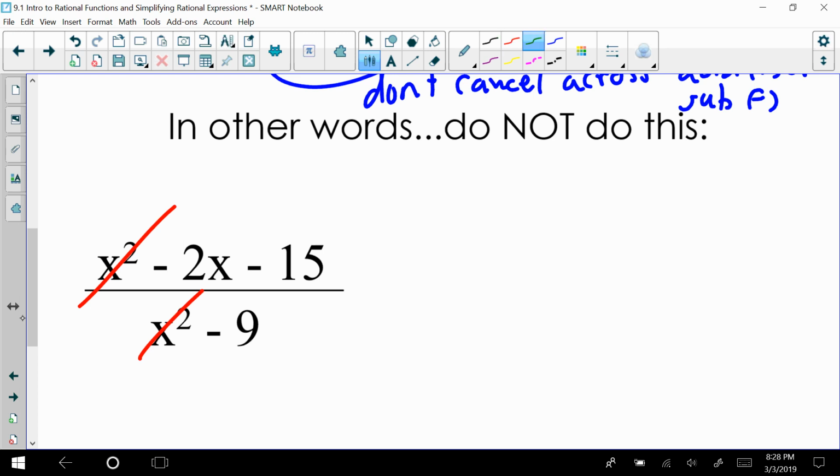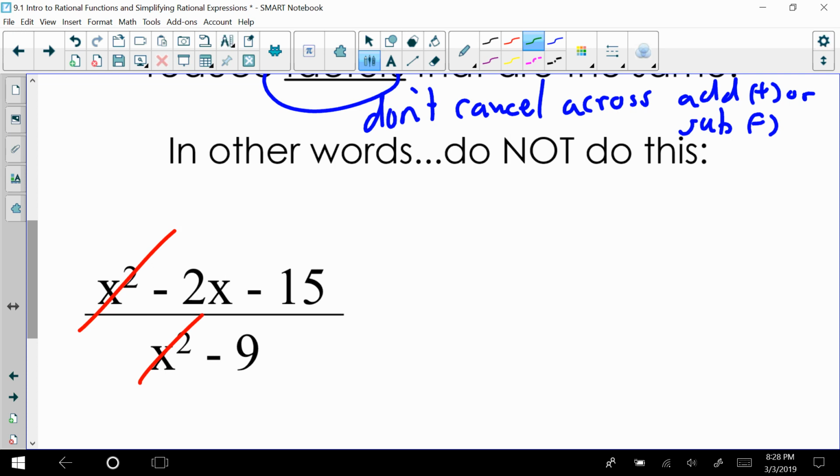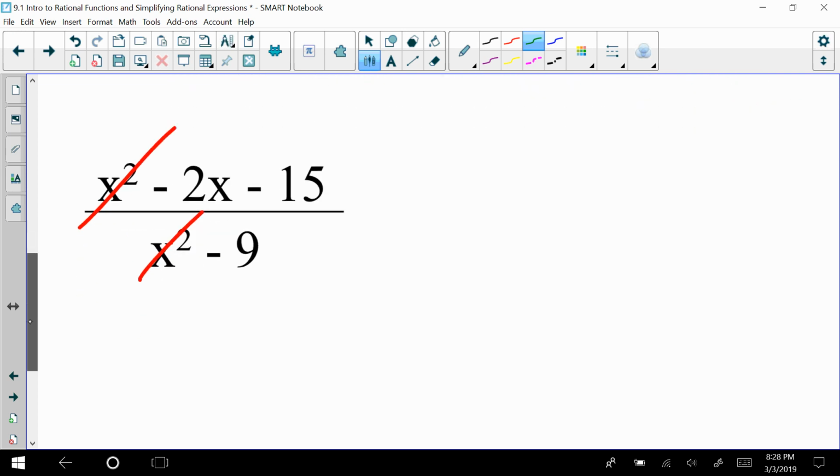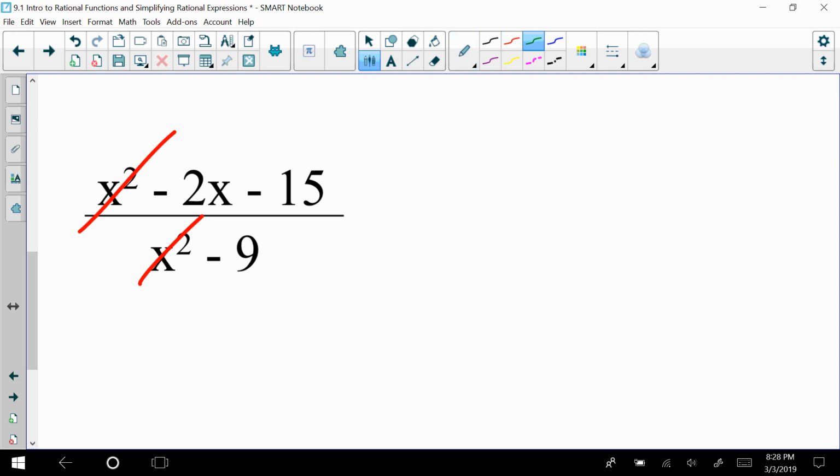The easiest way to show that would just be numbers. If I put numbers there, that wouldn't work either. It still doesn't work here. We cannot do that. You can't just cancel those out. So how would I do it? If I can't just cancel those out, Mr. Khan, then how do I go about this problem?